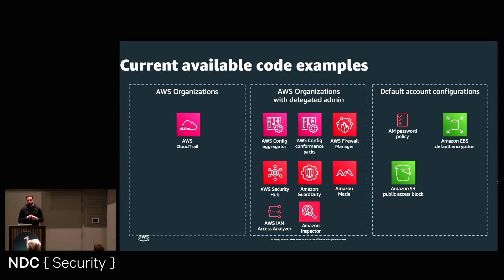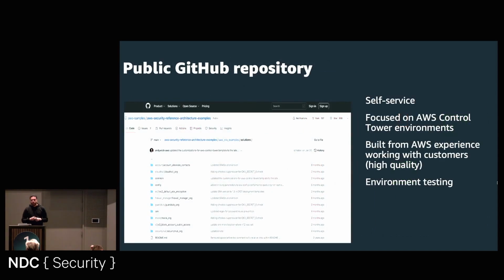Beyond the different security services we have covered, there are also some account-dedicated configurations which can help you in your security objectives, such as configuring an IAM password policy for your different accounts, having Amazon EBS default encryption to make sure that any EBS volume you are associating to any EC2 instance you have in your environment is already encrypted, and blocking the public access to Amazon S3 buckets. This is how the GitHub repo looks like.